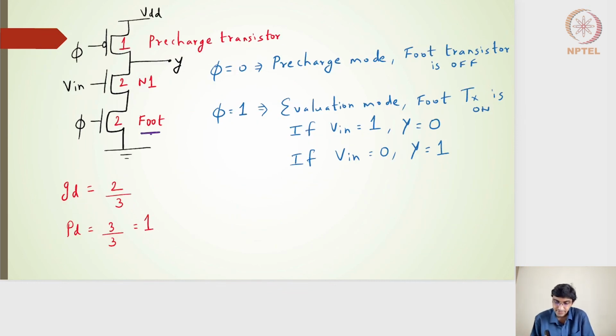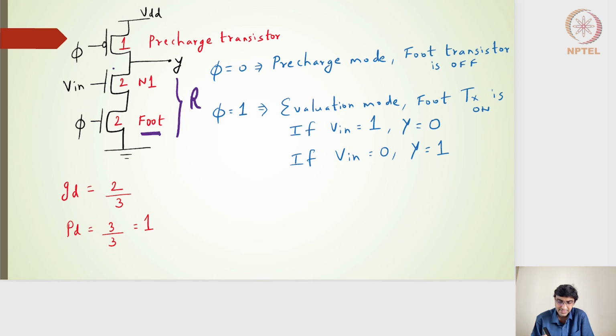Right, the foot transistor. We have added one more transistor on the pull-down side. To get a switching resistance of R, the same as that of the regular 2:1 inverter, I'll have to make the width 2 here and 2 here. In the previous case the width was 1, but now it has become 2 because there are 2 stacked transistors. The input to the foot transistor is phi. The transistor closer to the ground is called the foot transistor.